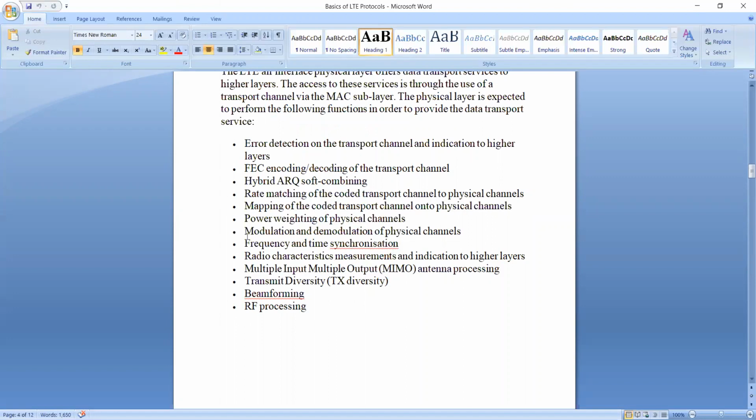You have already noted down modulation and demodulation. If you tell 3-4 functionalities in the interview, that's enough.